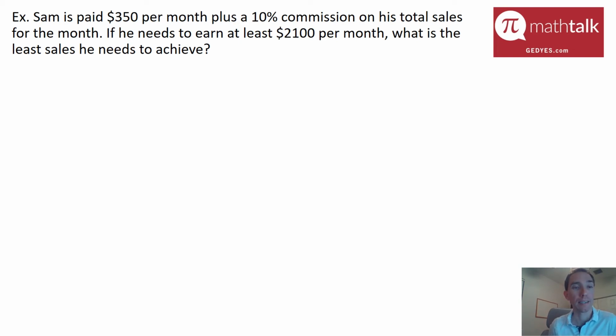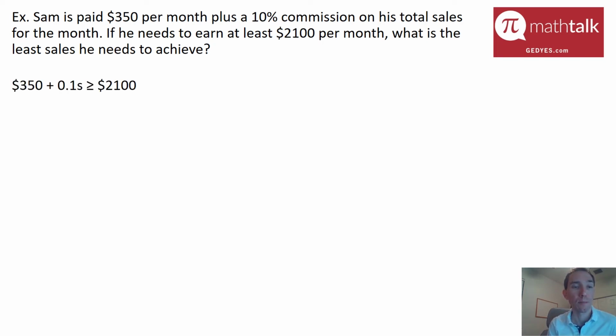So this one says Sam is paid $350 per month plus a 10% commission on his total sales. If he needs to earn at least $2,100 per month, what is the least amount of sales that he needs to achieve? All right, so there's an interesting scenario with this. They basically give us an inequality in words, and we need to put it in letters and numbers and solve. I know it's an inequality because they use the term at least in some amount. So at least is an indicator of the inequality symbol greater than or equal to. So let's go ahead and kind of set up our inequality and then solve.